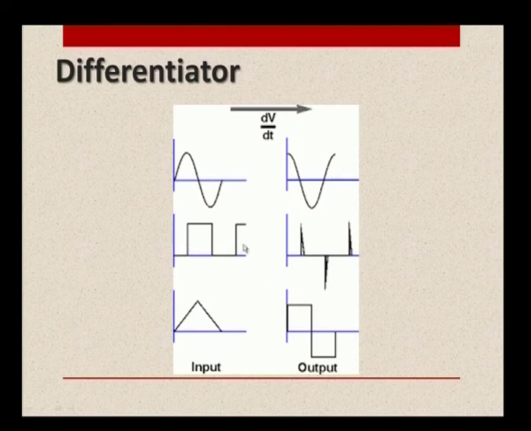Similarly, for a square wave, we get spikes, and for an input of triangular wave, we are likely to get an output of square wave. So, square wave is also a possible output in the case of differentiator, provided we give a triangular wave as the input. In the case of triangular wave, a gradual increase is happening.